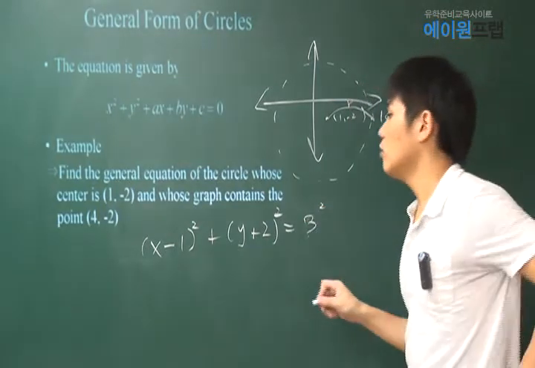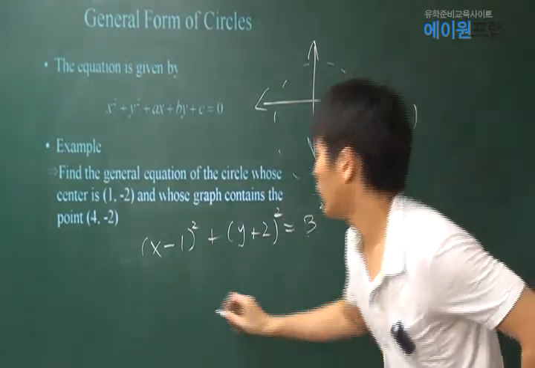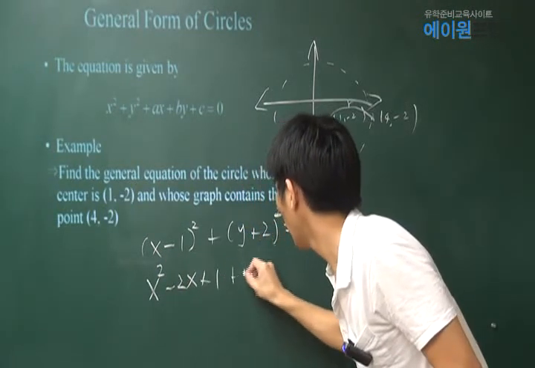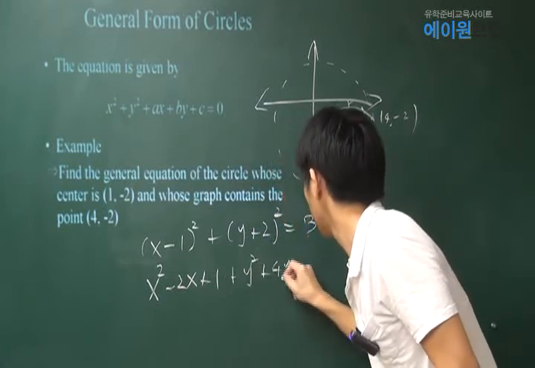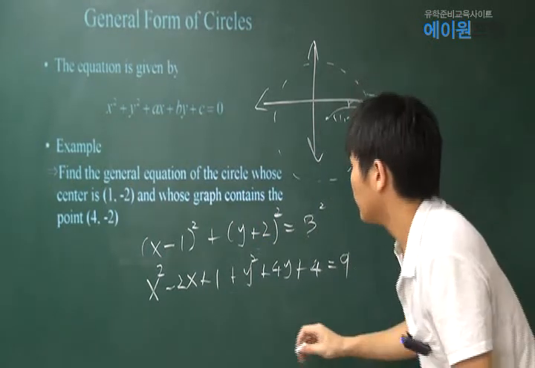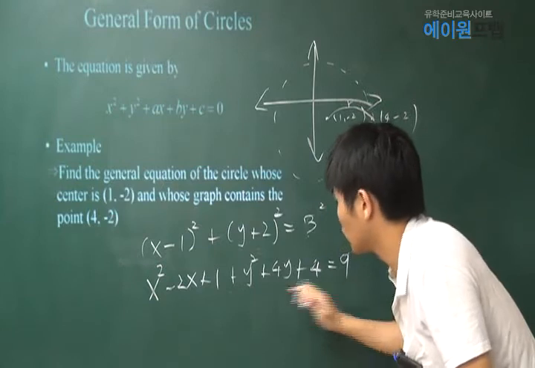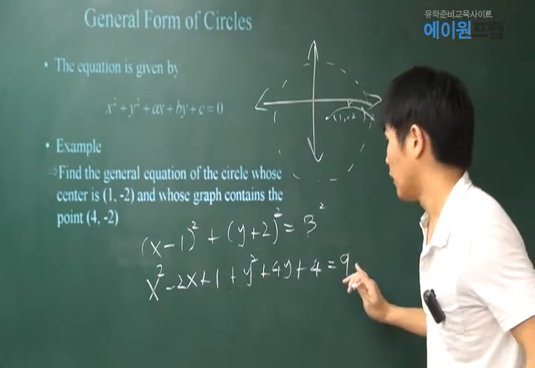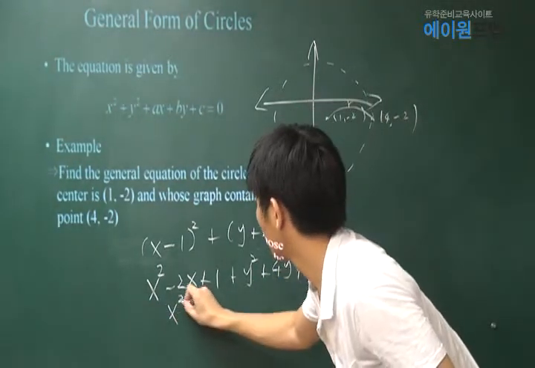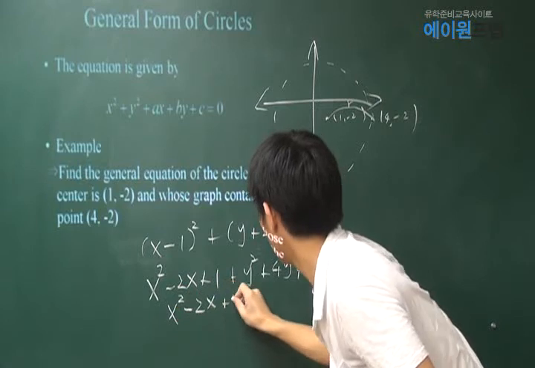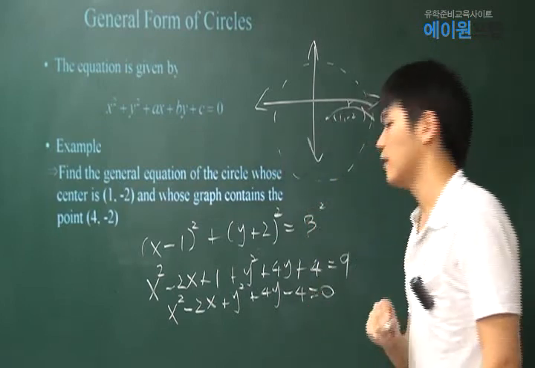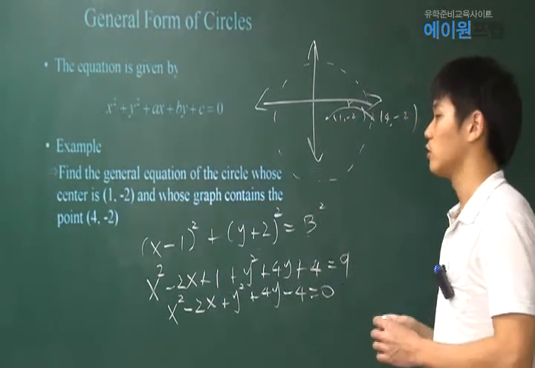Now, writing this as a general equation, we just write everything expanded, so that would be x squared minus 2x plus 1 plus y squared plus 4y plus 4, which in this case is equal to 9. Then we can move the constants, 1 and 4, which is 5. With 9 on the right, we move this to the other side, so we end up with x squared minus 2x plus y squared plus 4y minus 4 equals 0. And that is the general form of this equation of a circle.